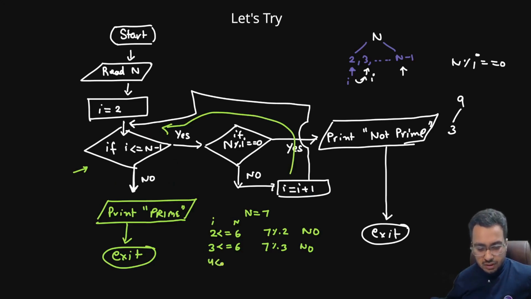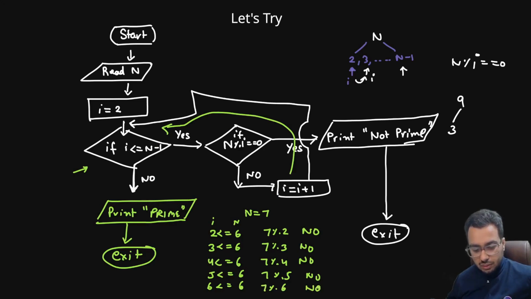So I is now 4, less than equal to 6. 7 is not divisible by 4. It becomes 5. 5 is less than equal to 6. 7 is not divisible by 5. Again no. You come here and it becomes 6. 6 is less than equal to 6. 7 is not divisible by 6. The answer is no. And the value of I now becomes 7. So when you now come here, I is 7, which is not less than equal to n minus 1. So hence you come out of this branch and you print that it is a prime number. Hence we say, okay, the number 7 is a prime number.